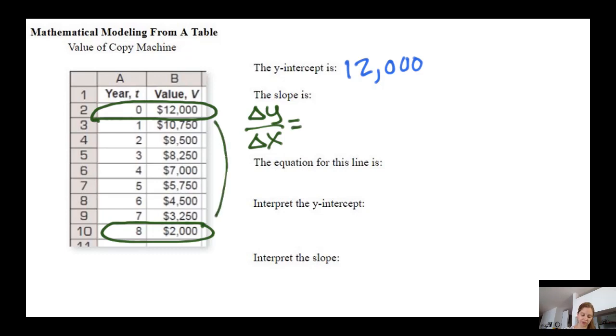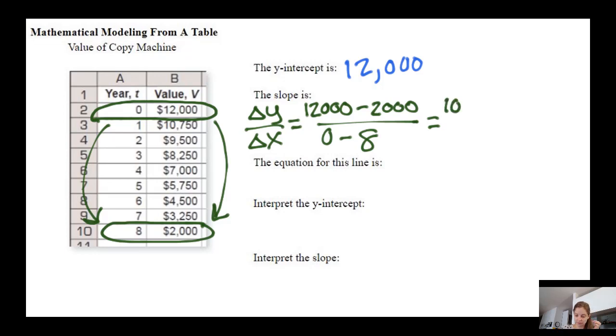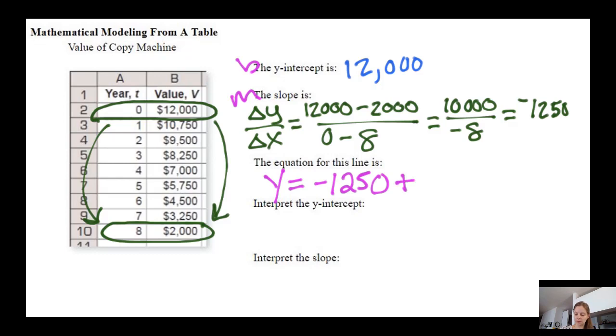I like to draw myself an arrow to make sure I go the same way. So I'm going to put 12,000 minus 2,000 over 0 minus 8. And then I get 10,000 over negative 8, which is the same as negative 1,250. So I can write the equation for this line is y equals m, which is negative 1,250x plus b. Oops, I said it, but I didn't write it. x plus b.